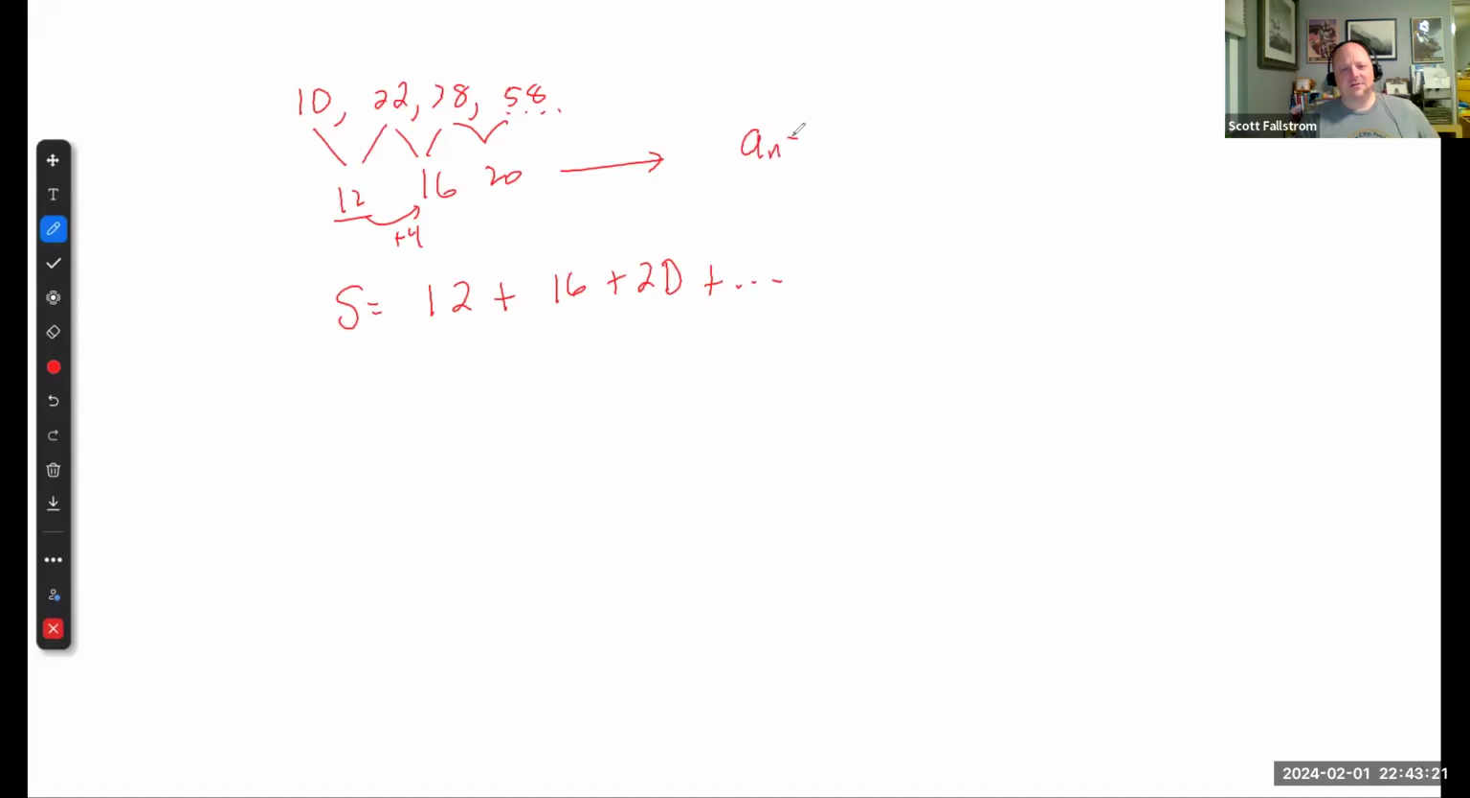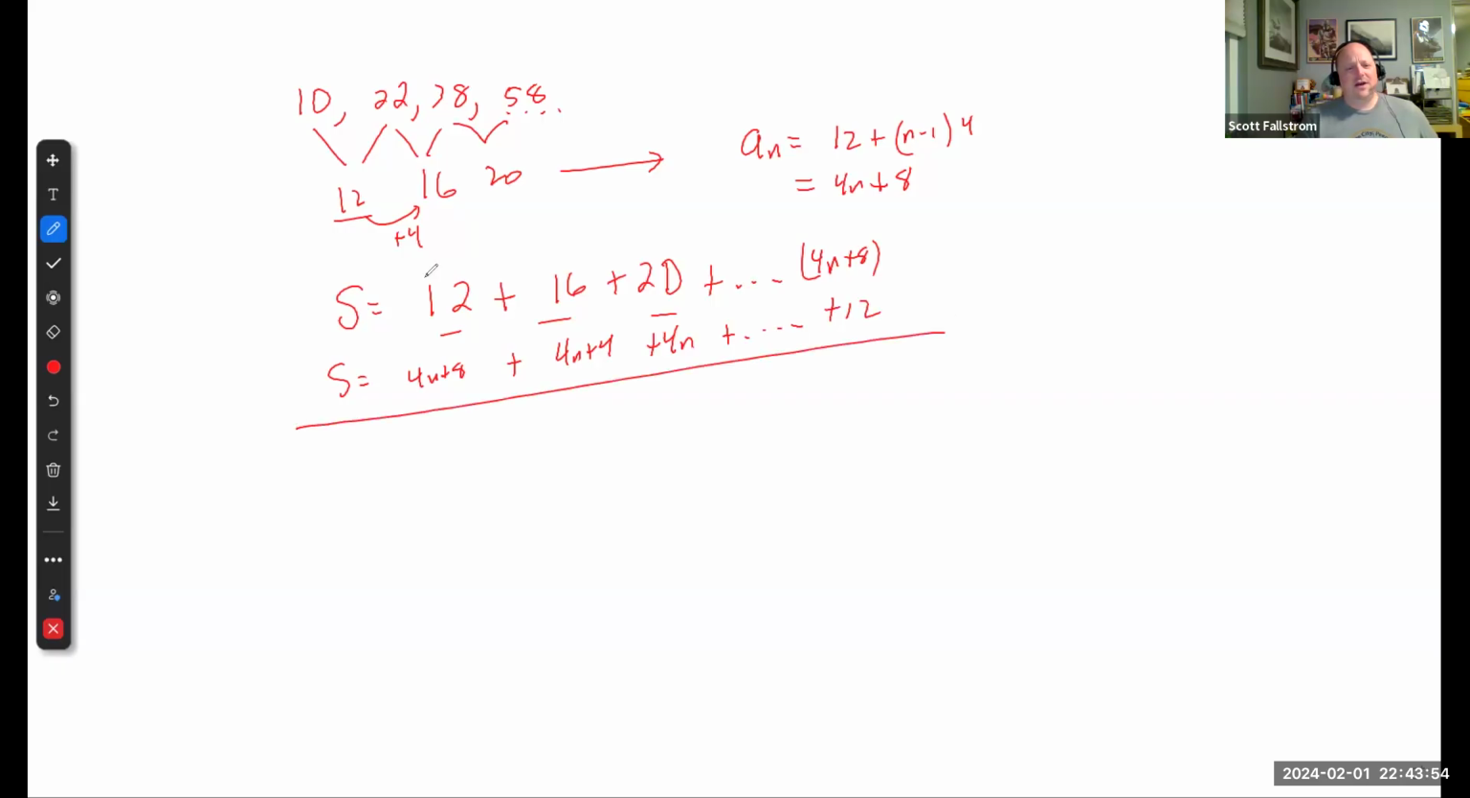And I could say my nth term is going to be 12 plus n minus 1 times my common difference of 4. Multiply that out, you get 4n minus 4, but plus 12 gives you plus 8. Okay, 4n plus 8. So if I want to do first, second, third, dot, dot, dot, all the way out to 4n plus 8, that's what it would look like. And if I write it backwards, I get 4n plus 8 plus 4n plus 4 plus 4n plus dot, dot, dot, all the way to 12. And then add them together.